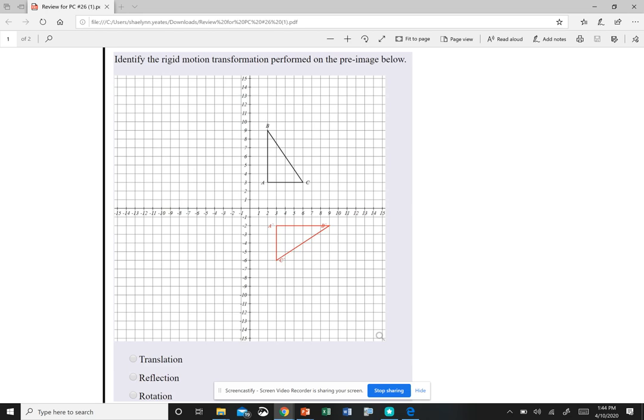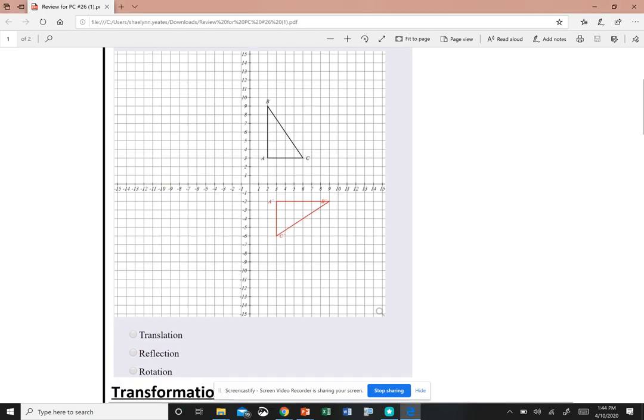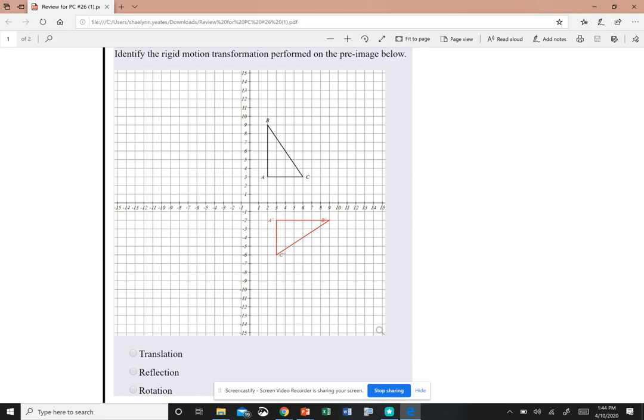I'm so proud. All right, so we have to decide what this is. Is this a translation? Is it a reflection? Is it a rotation? What do you guys think? So A went from here to here.